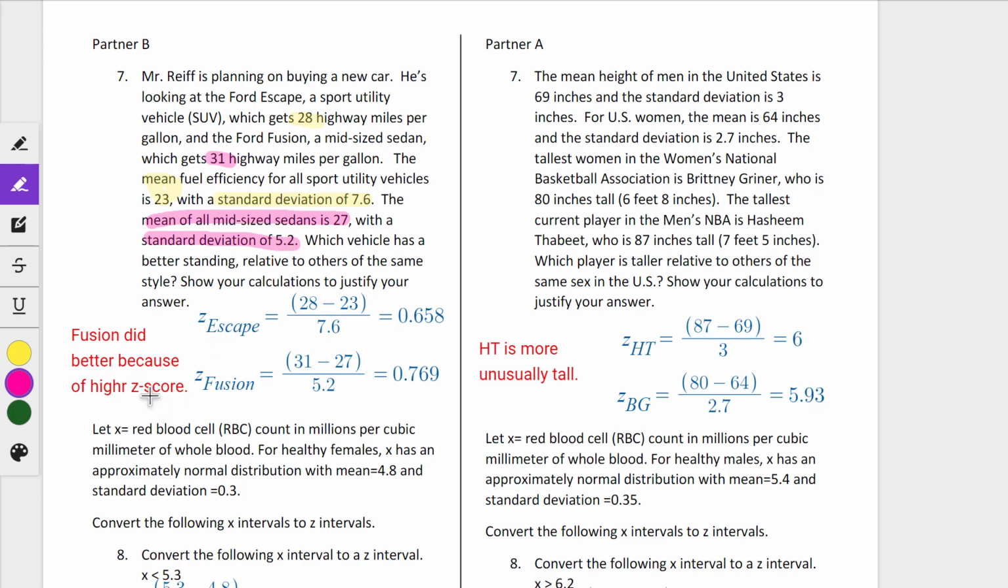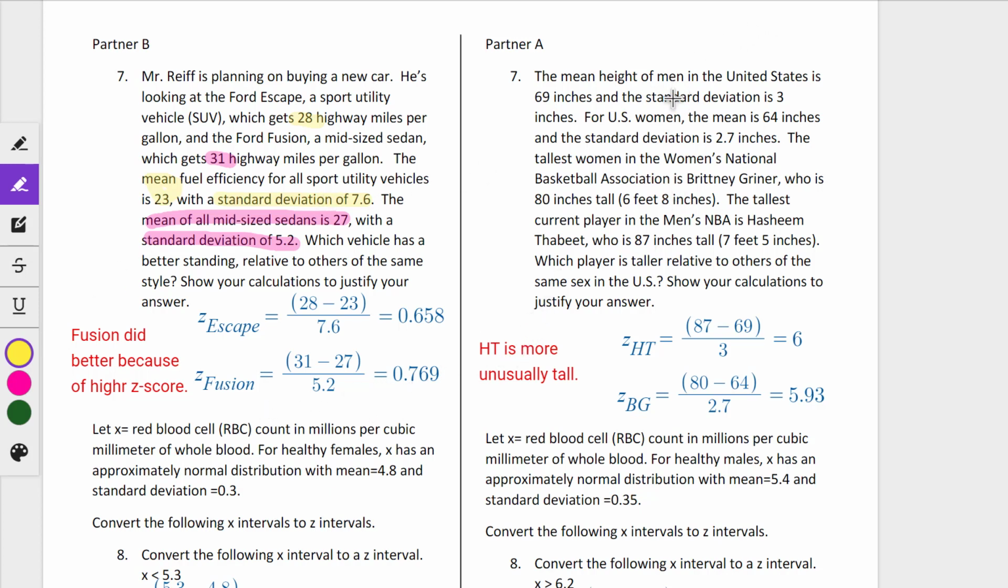So what you're doing is you're calculating Z-scores based on the two different distributions, right? So the Z-score for the Ford Escape, that's our yellow, is 28 minus 23 divided by 7.6, and we get 0.658. The Z-score for the Fusion is 31 minus 27 over 5.2, and we get 0.769. So the Ford Fusion is actually a little higher than average compared to the Escape because of their Z-score. So you would pick that one because of the higher Z-score.